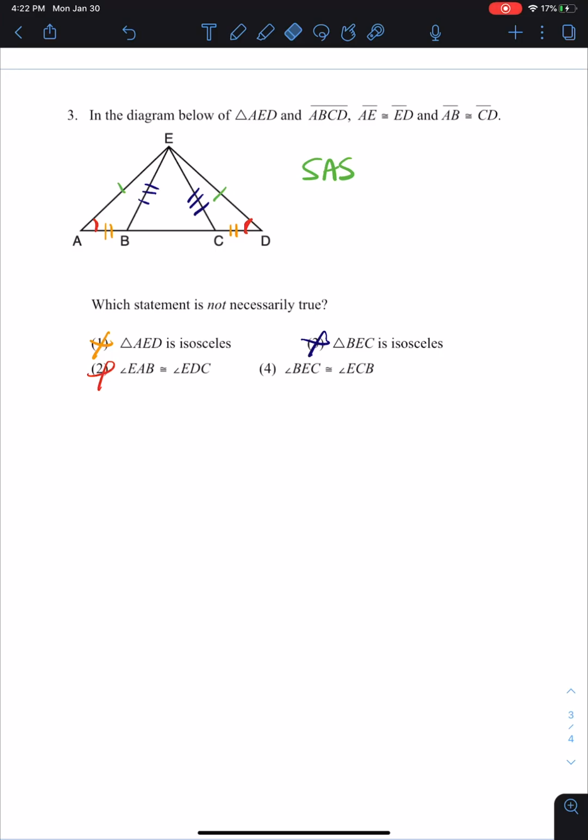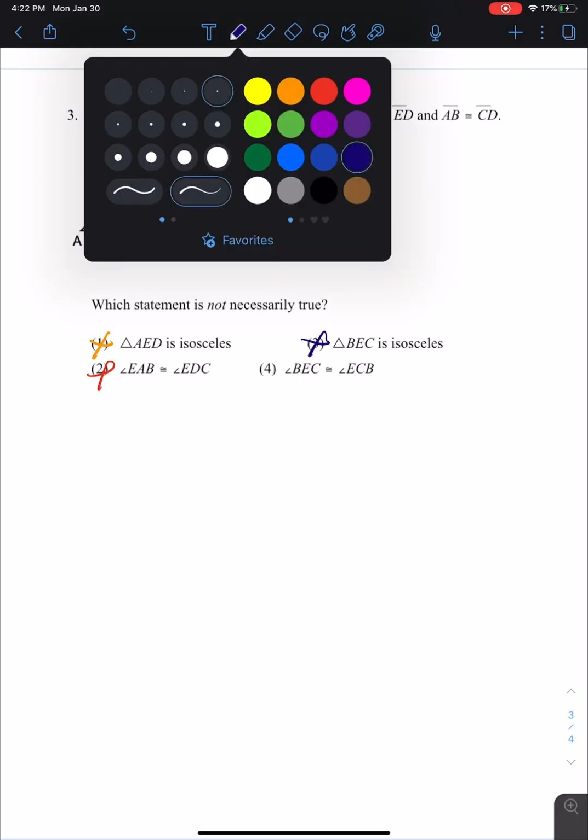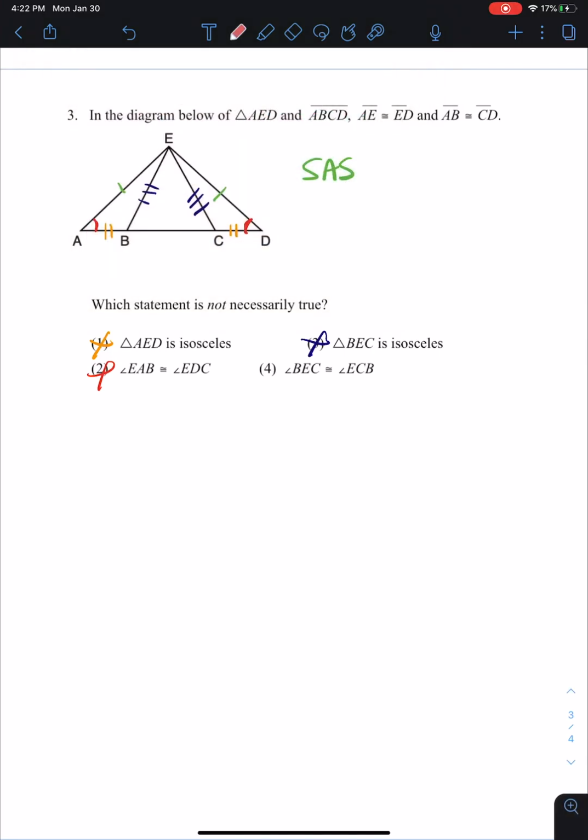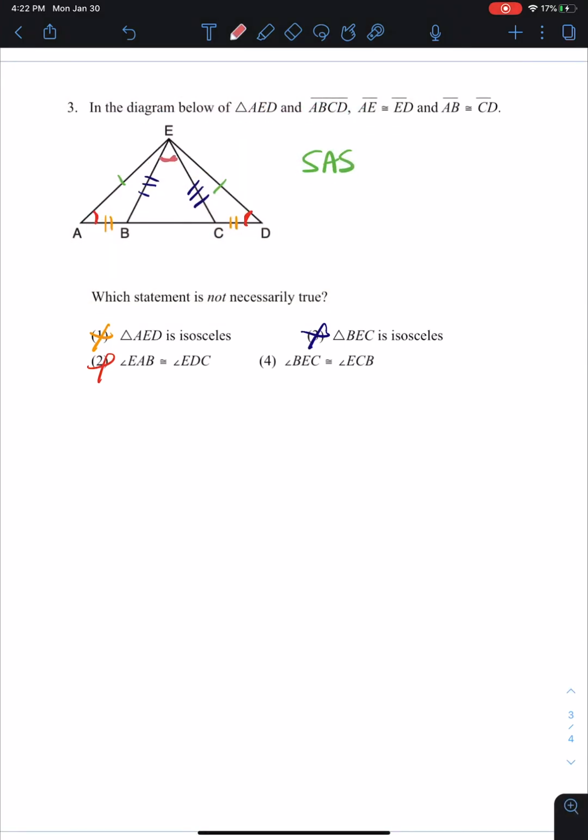So obviously our final answer is going to be option 4, but let's see why. Option 4 is now saying that angle BEC is congruent to angle ECB. These 2 angles are not going to be congruent. Angle BEC won't be congruent to ECB because these are not the angles opposite the congruent sides of our isosceles triangle. The angles that will be congruent are the angles opposite the congruent sides in this isosceles triangle in here, so angle EBC and angle ECB. So option 4 is not true. Therefore, we're going to circle it. That's the correct answer because, again, the problem is asking what is not necessarily true.